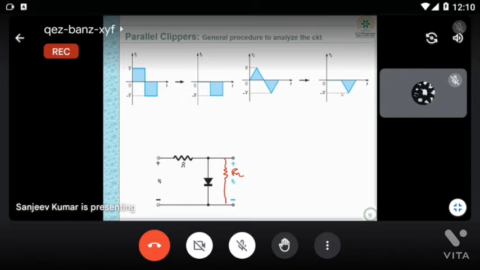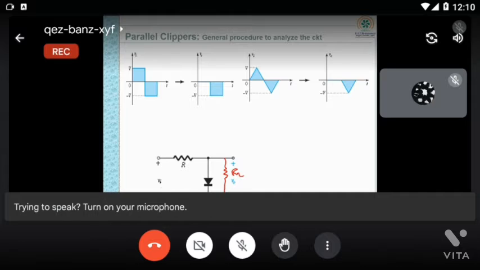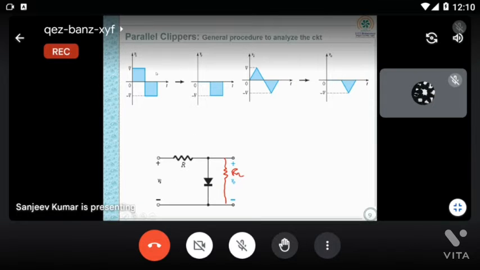Okay, so both of them have explained already. Once again I am repeating. How are we analyzing from the beginning? We are considering the positive half cycle and the negative half cycle.